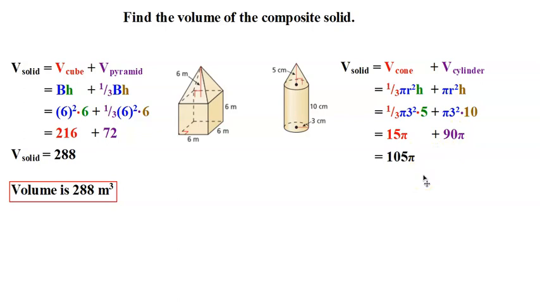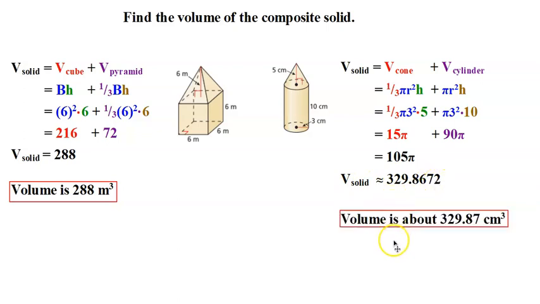So if the question asks for the exact answer, or if it says in terms of pi, you leave it with that. Basically, you just leave that pi to the end, because again, pi is dessert, it goes last. All right? And so then if you want an answer rounded off to the nearest hundredth or whatever, you just multiply that out, and there you go. So the volume of the solid is approximately 329.8672, on and on. So about 329.87 cubic centimeters. And there you go.